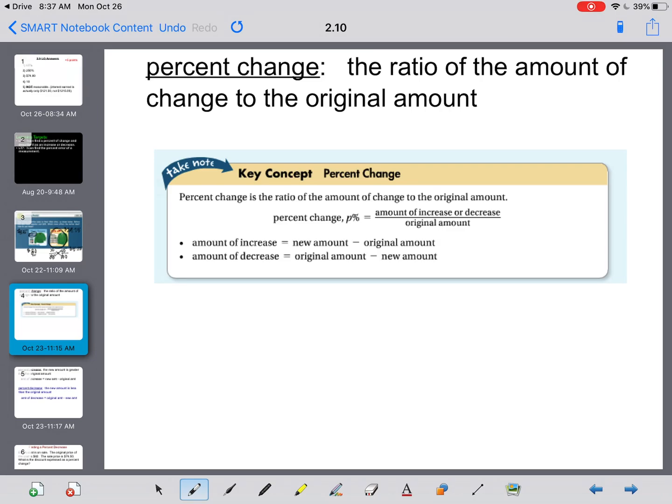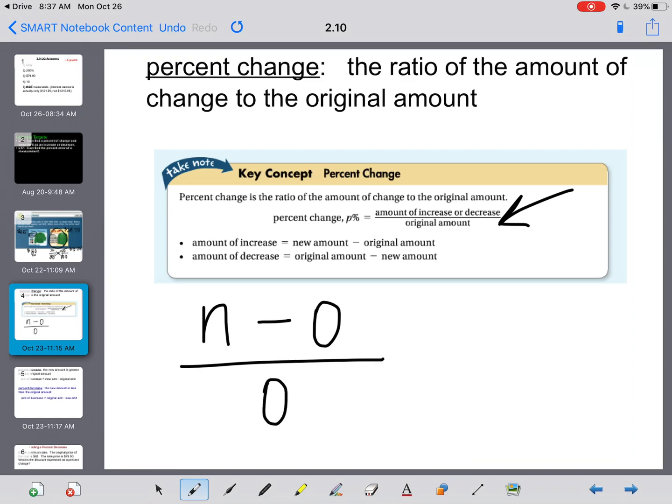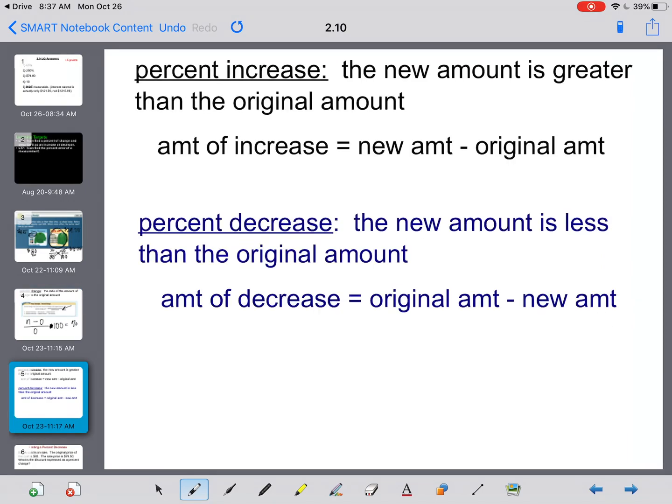All right, the definition of percent change for your vocabulary is the ratio of the amount of change to the original amount. So we're comparing how much it's changing to what it started as. I like to call this one "new over O," because what you're actually doing is the new amount minus the original amount, original or old, whatever you want to call it, divided by that original amount. New over O. And then because that's going to give us a decimal, we need to multiply it by 100 so that I can change it into a percent.